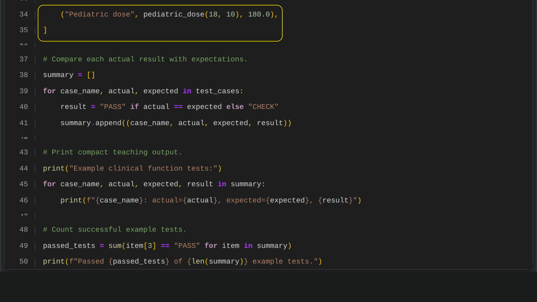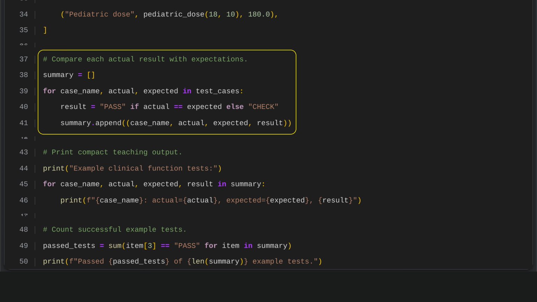This test case checks a pediatric medication dose calculation. It uses a weight of 18 kilograms and a dosage of 10 milligrams per kilogram, so the expected dose is 180 milligrams. The case helps verify that the dose calculation function returns the correct result.